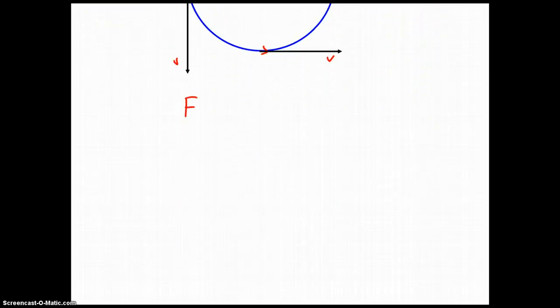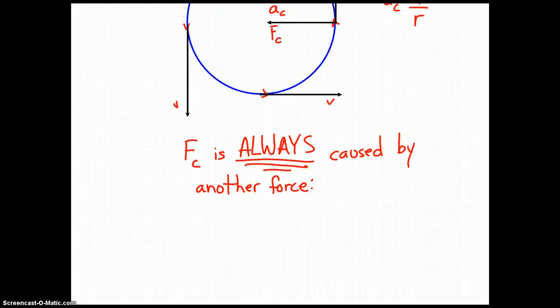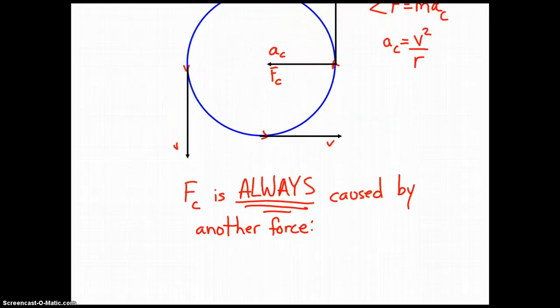And that is that Fc is always caused by another force. When we label a free body diagram in circular motion, we never put Fc as a force on our free body diagram. And that is because the centripetal force is always caused by some other force, or a combination of forces actually. So let's go back to our sample example here.